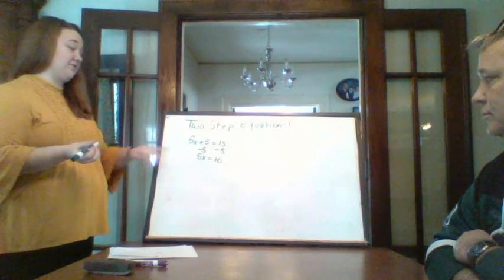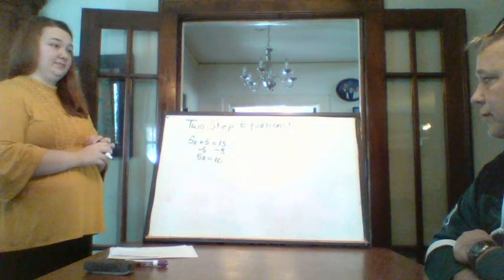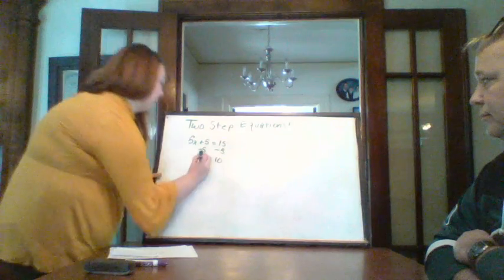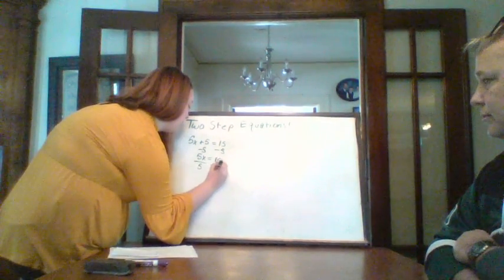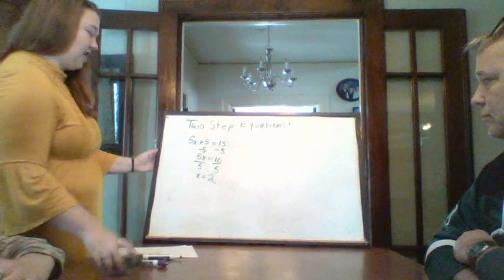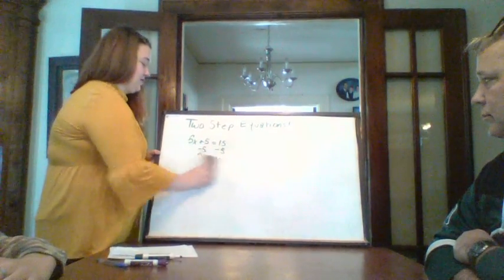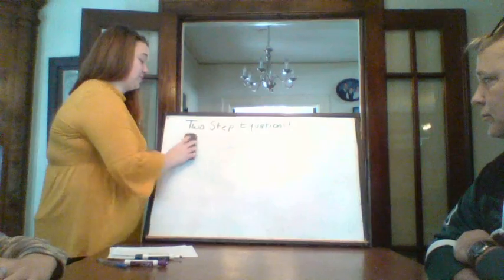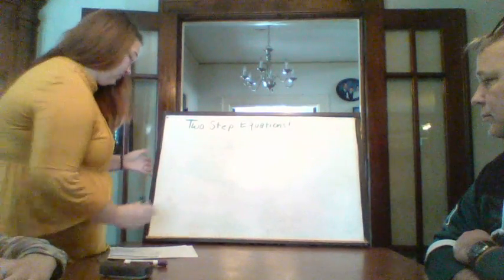Now what do we do after that? We have one more number. Divide both sides by 5. Now x is all alone and is equal to 2. Good job. We're done with that equation. You're doing super well. You're doing super great.